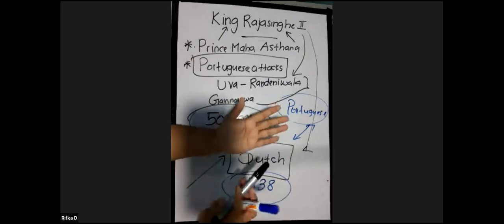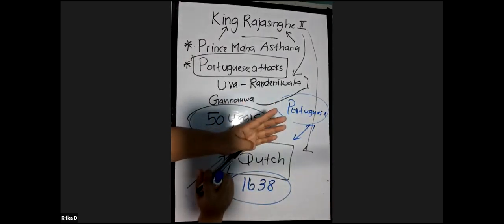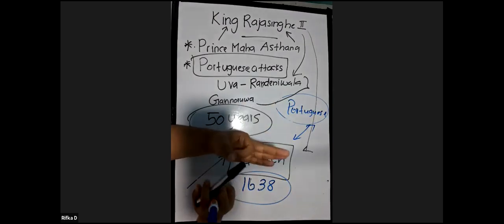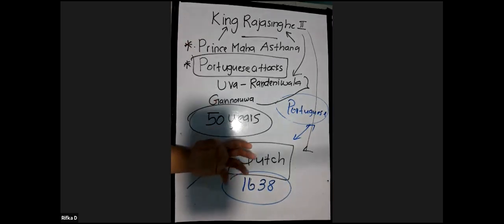Okay, children, so far today we have learned about the ruling period of King Senarat and the ruling period of King Rajasingha II. I hope up to this you are all clear. So let us see what happened in the Kandyan kingdom after the death of King Rajasingha II.